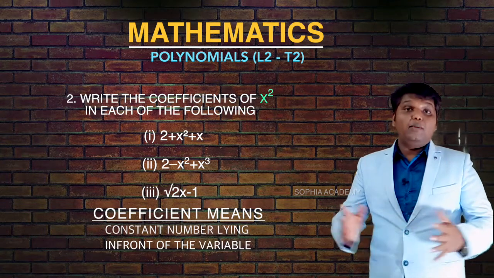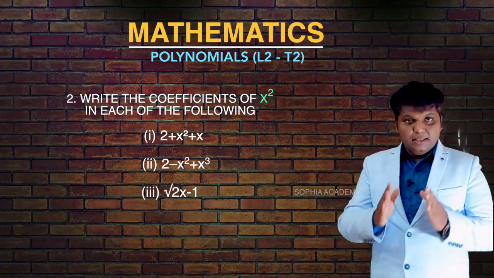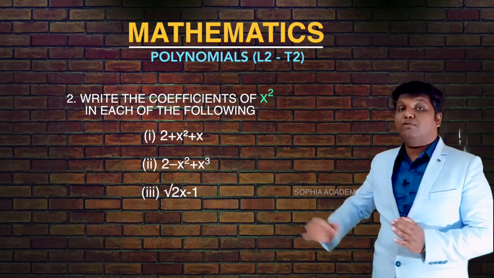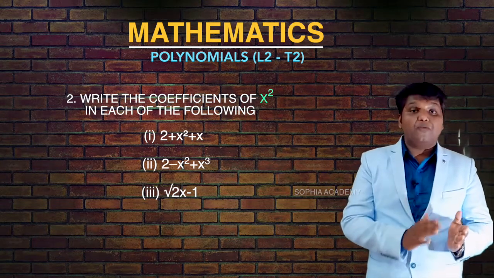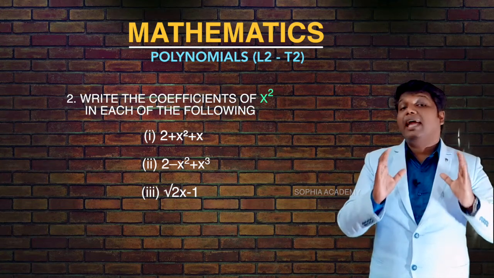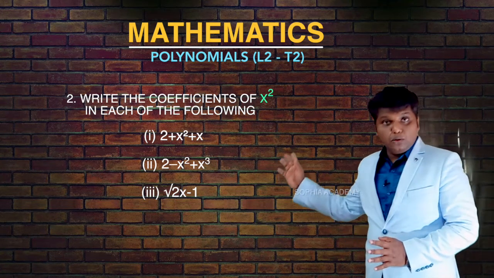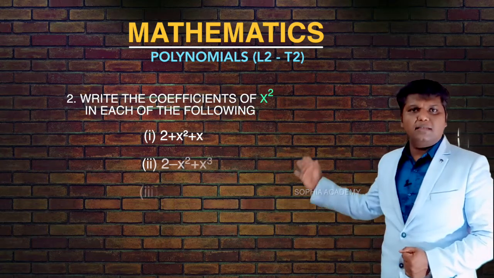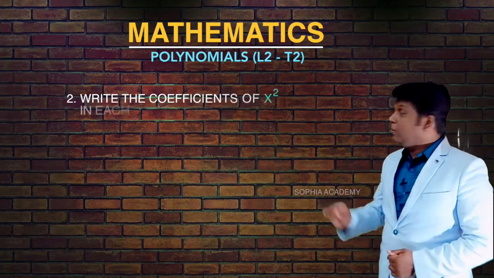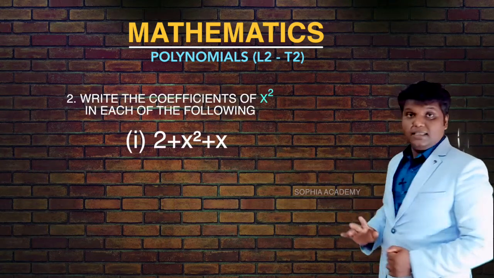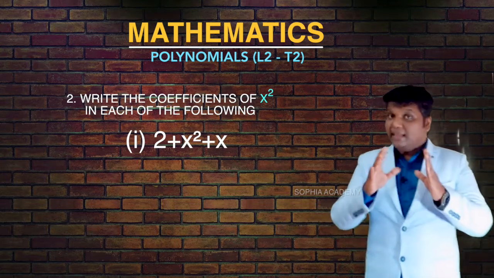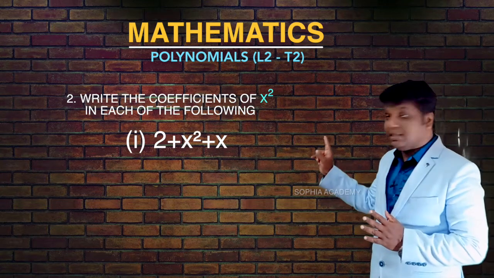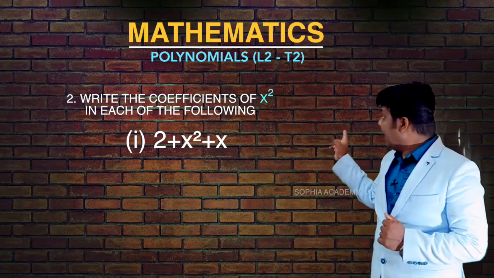So how will we check? Specifically it is mentioned that you have to find the coefficient of x square, the square of x. Let us go to the first question and I will tell you how to find this. 2 plus x square plus x. There are 3 terms: 2 is the first term, x square is the second term, x is the third term.